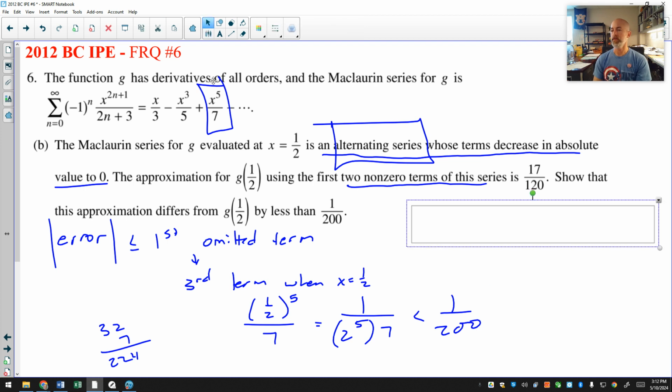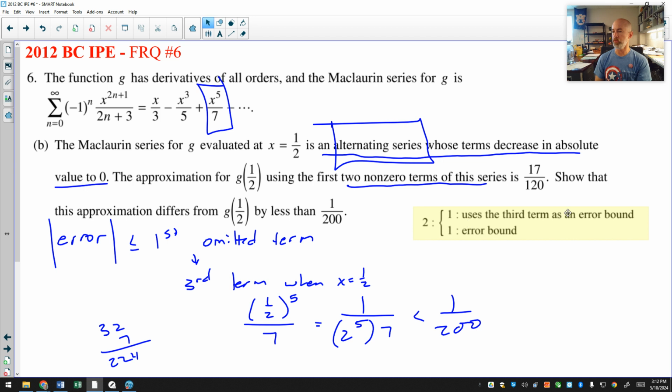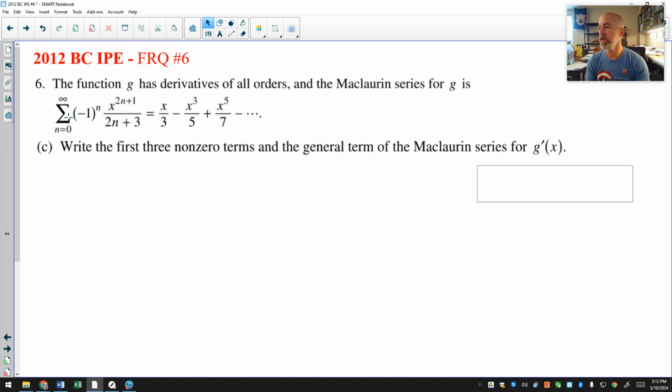And this is a 2-point question. 1 point for using the 3rd term, and 1 point for declaring that that 3rd term is less than 1 over 200. And then that gets to part C, and this is a quick one. I think the easiest part was part C. We have the first 3 terms here. And we also have the general term.